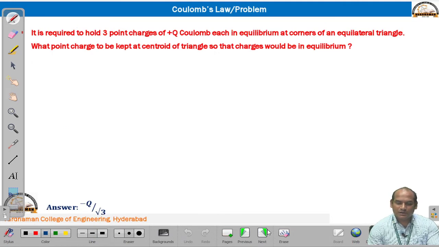Next problem: it is required to hold 3 point charges of q coulombs each in equilibrium at the corners of an equilateral triangle. So, one equilateral triangle we have to take.